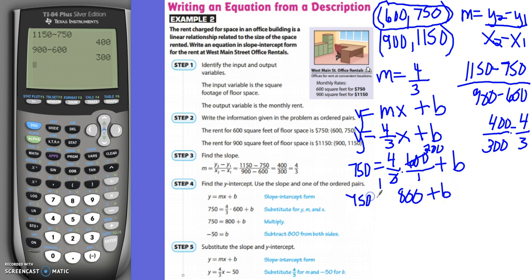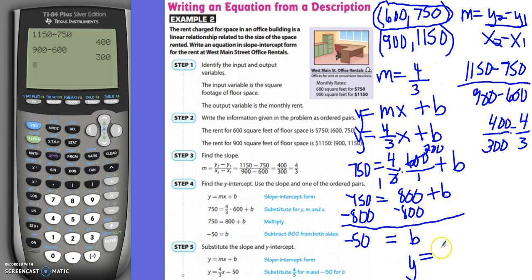Then we can subtract 800 from both sides. And we get negative 50. So the b is negative 50, the m is 4/3. So we write it, y equals 4/3 x plus negative 50. All right, let's take a look at the last one.